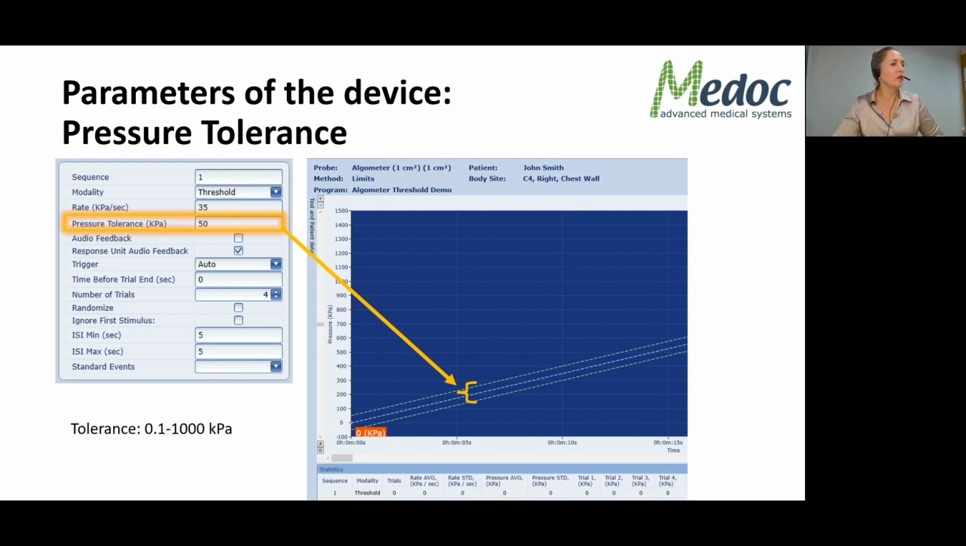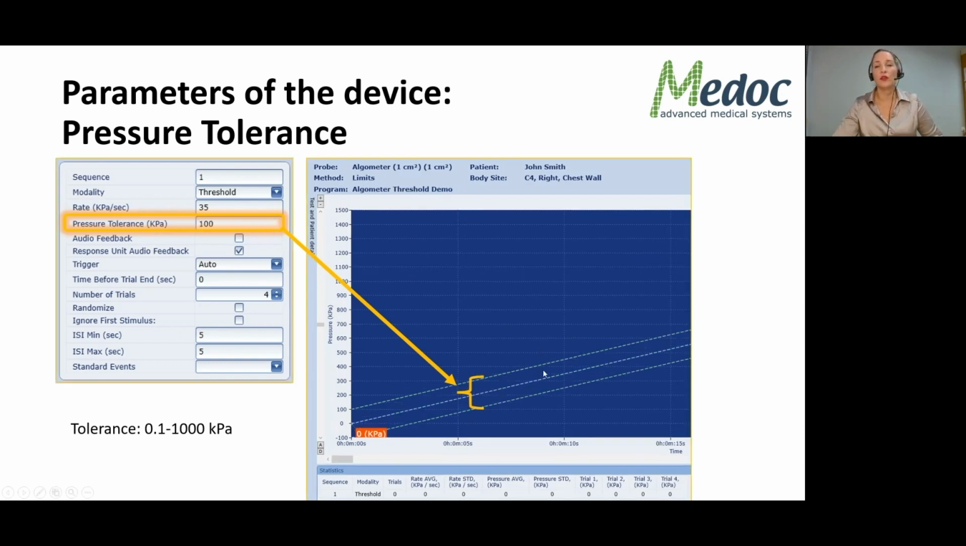Another parameter that I'm often asked about is the pressure tolerance, and this is actually the two green lines and the distance between the two green lines. So in this case, it was the default 50 kilopascal, but if you take it wider, it will be 100 kilopascal, and then you have a wider range around the white line. Again, this doesn't really do anything, but give you a visual cue and a motivator to stay on the white line. So keep this in mind.